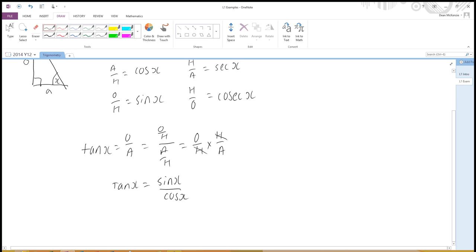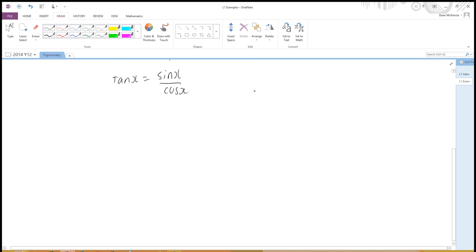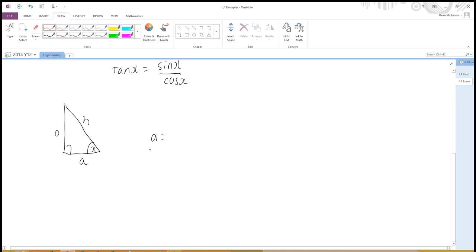That becomes very important, especially later on, and definitely in year 13 mathematics. That's one of the basic trigonometric relationships that you really should know. Another basic trigonometric relationship that you really should know is, if you have that's h, and that's x, and that's o, and that's a, we know that since a over h equals cos of x, a is the same as h cos x, and we also know since o over h equals sine of x, o equals h sine x.